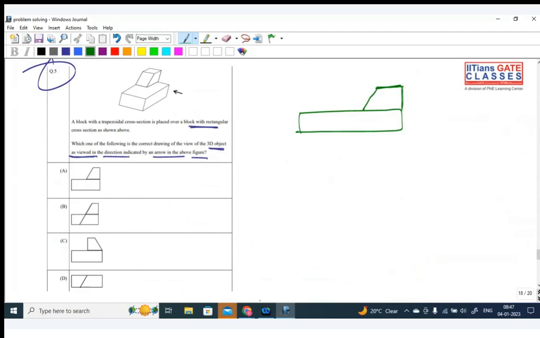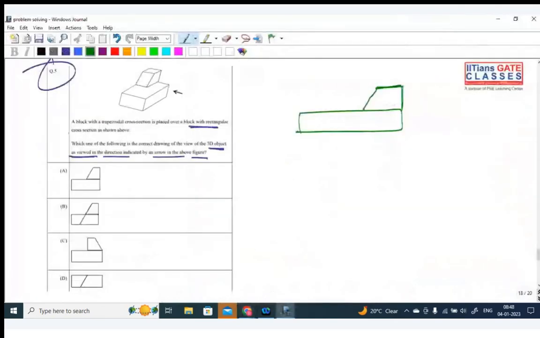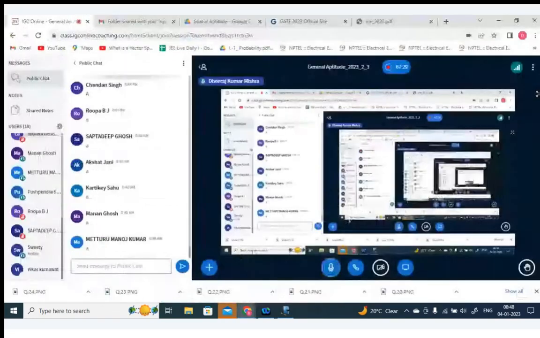Yes. So which option is correct? Option A, because this one is not correct, since you can't see the background of this, right? And this is wrong, this is wrong. Okay, so option A is correct. In fact, I also did it correctly. So how many of you understood?